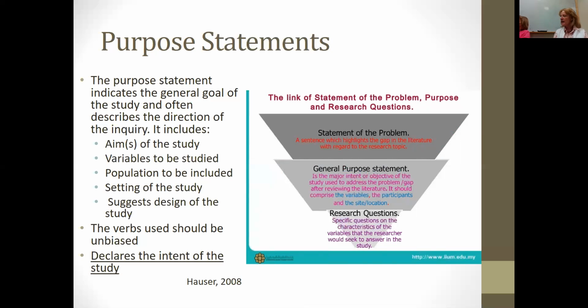And then you want to narrow it down to the aims of the study. So what's your overall goal? What is it that you want to accomplish? And so those are your aims, and that should include your variables to be studied, your population, as we said, the setting, if you know, and it could indicate a design. And we'll help you with that language too.